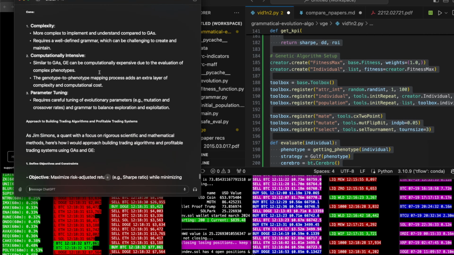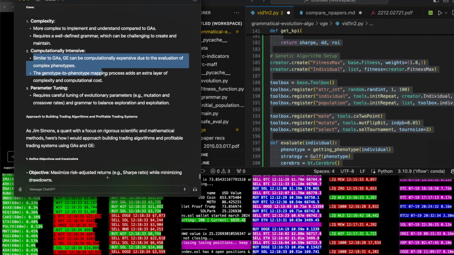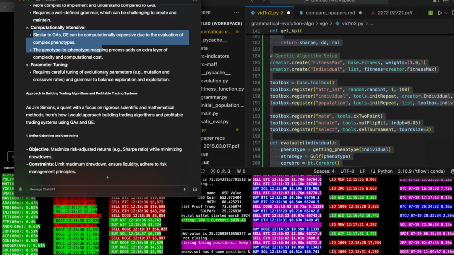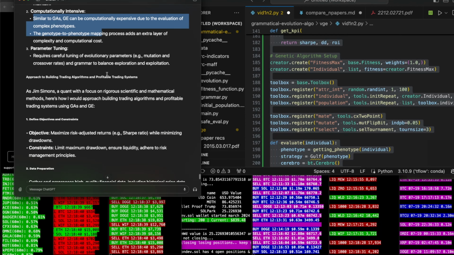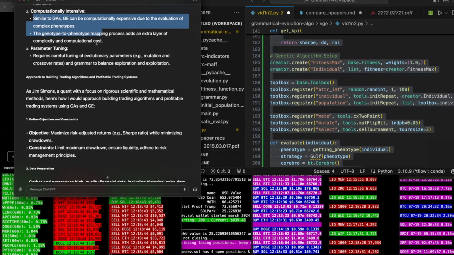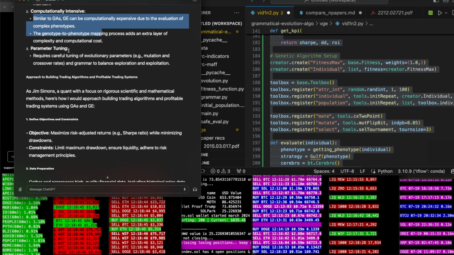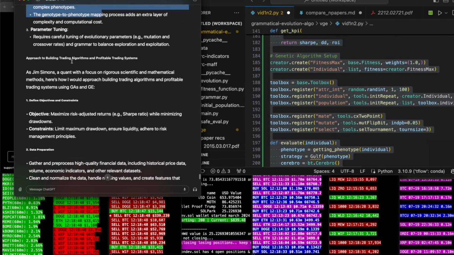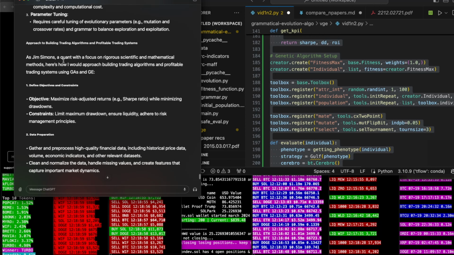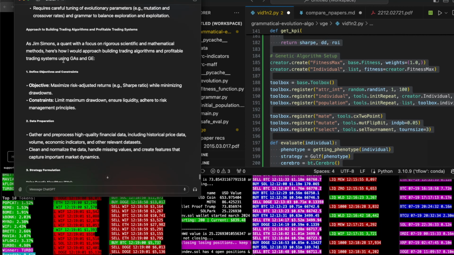Computationally expensive. Similar to GAs, GEs can be computationally expensive due to the evaluation of complex phenotypes. The genotype to phenotype mapping process adds an extra layer of complexity and computational cost. Parameter tuning: requires careful tuning of evolutionary parameters, mutation and crossover rates, and grammar to balance exploration and exploitation.